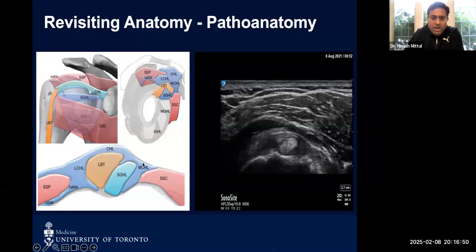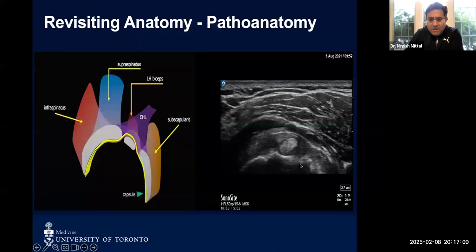coracohumeral ligament. On the medial side, it starts with the subscapularis muscle. There's the medial part of the coracohumeral ligament. Then there's a transverse band, kind of like a superior glenohumeral ligament, which pops in. On the lateral side, there's the lateral coracohumeral ligament, and the most lateral part is the supraspinatus tendon. On the right side, you see here, it kind of looks like this.